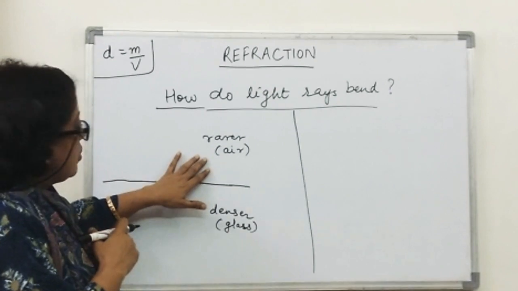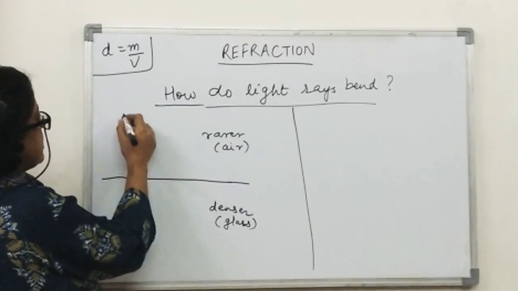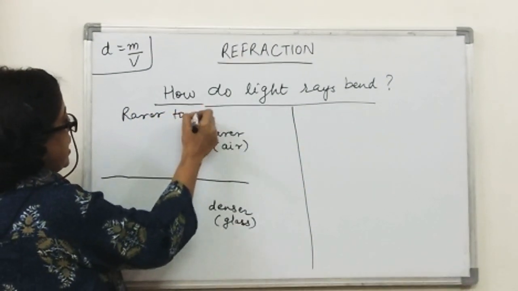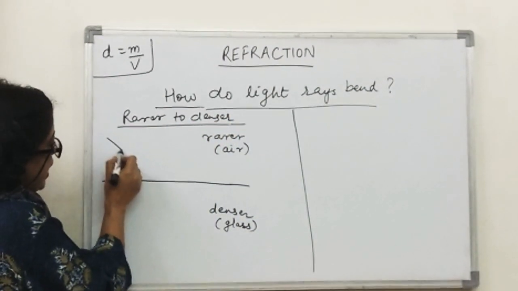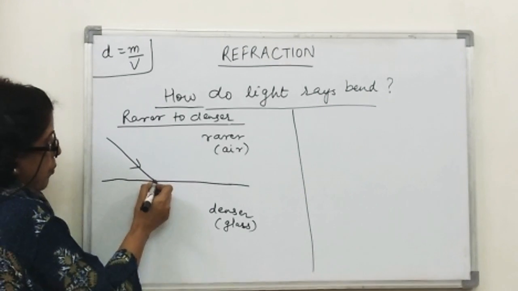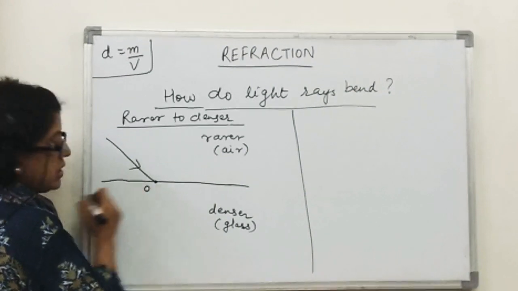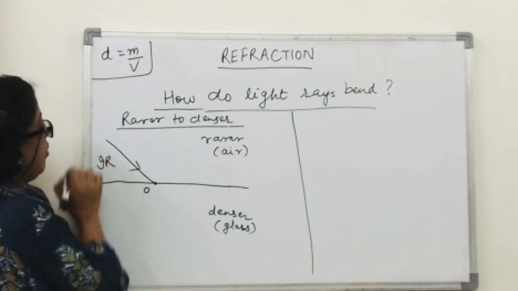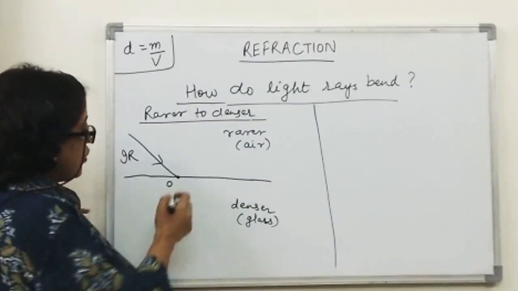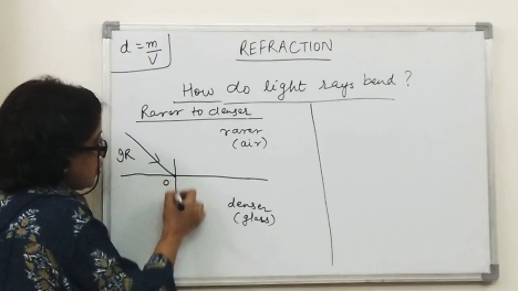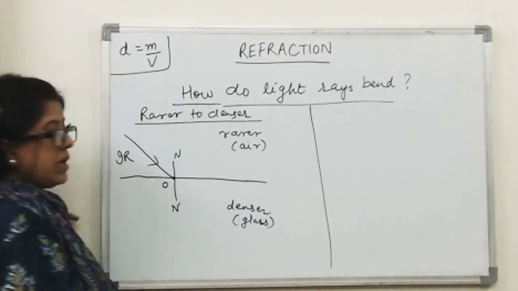Fine. So let's see how a ray of light bends when it goes from a rarer to a denser medium. When it is entering, how does it bend? Let me say that this is a ray of light incident on a point on the line dividing the two media. This point is called the point of incidence, and this is called the incident ray. Now, how will this ray go into the second medium? That we have to see. For that I am drawing a normal here. This is a normal to the line dividing the two media, and let's say N dash is the normal.